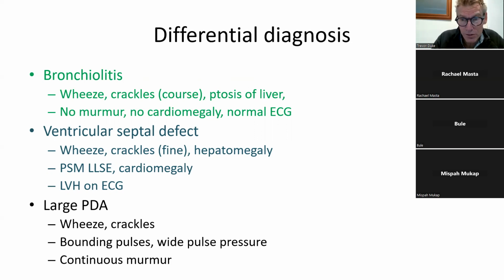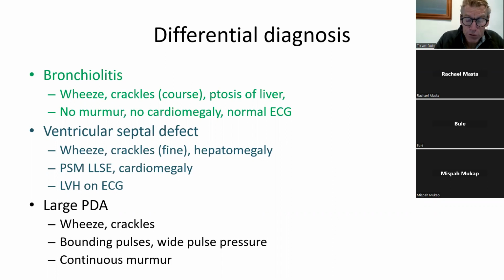As I said, they might seem to have hepatomegaly, but actually it's not their liver that's enlarged, it's just pushed down. They generally don't have a murmur, but it's often very difficult to hear because you hear lots of crackles throughout their lung fields. It's really hard to focus on just a murmur. They won't have evidence of cardiomegaly on their chest X-ray, but again, that can be difficult. They may have hyperinflation, so their heart size will be normal, and they'll have a normal ECG.